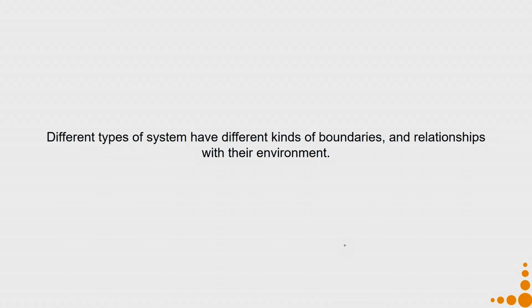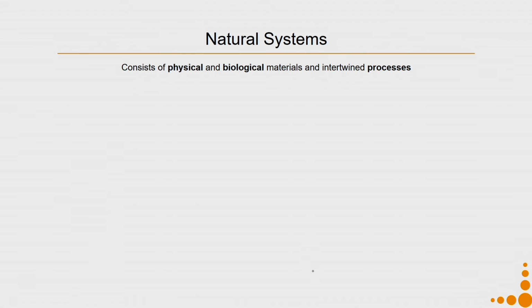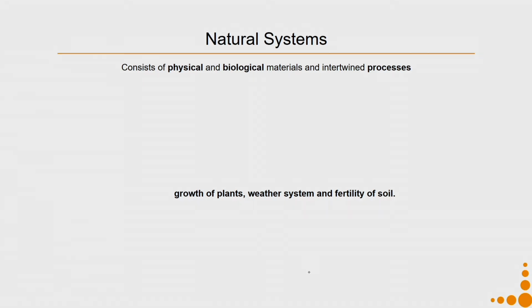Different types of systems have different kinds of boundaries and relationships with their environments. So let's see some examples that will make the idea of systems more clear, and you will also see that everything is about systems. Let's first talk about natural systems. The natural system consists of physical and biological materials and intertwined processes which make those physical and biological materials work. Say, for example, growth of plants is a system. In growing, the plant is going to use the sun and the nutrients which it is drawing from the soil.